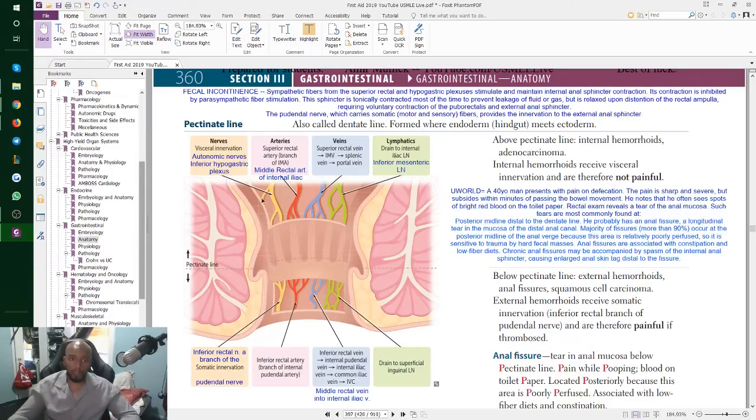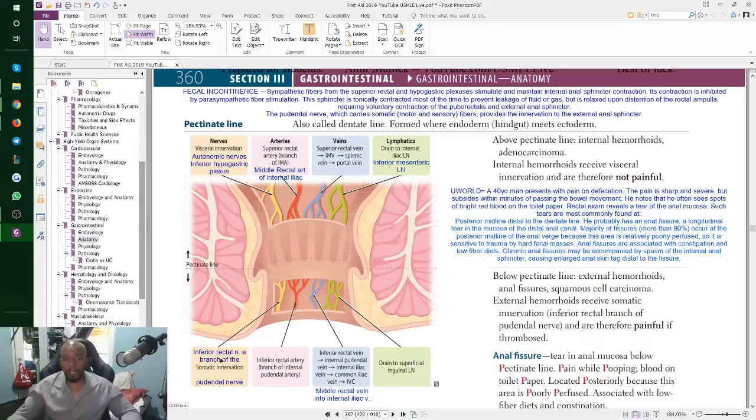So the nervous supply of the internal area, as I'm going to call it, or above the pectinate line, is from the visceral innervation. So that visceral innervation is actually your autonomic nerves, which come from the inferior hypogastric plexus. And that's really easy to remember because it's hypogastric, it's below your stomach, right? Hypogastric plexus.